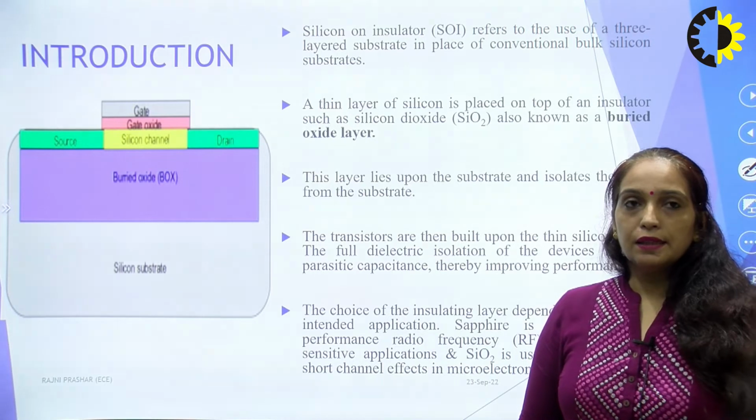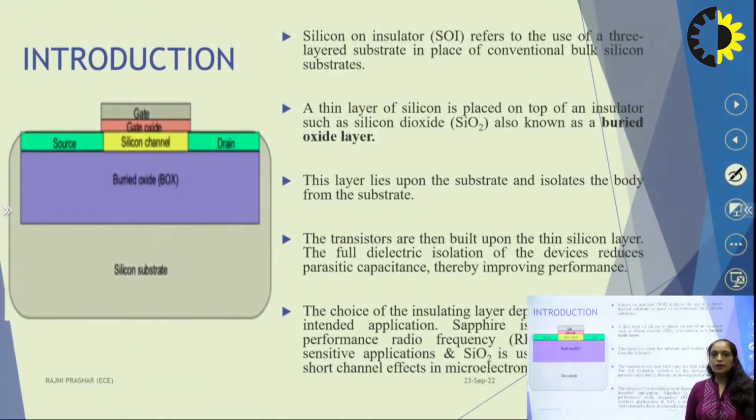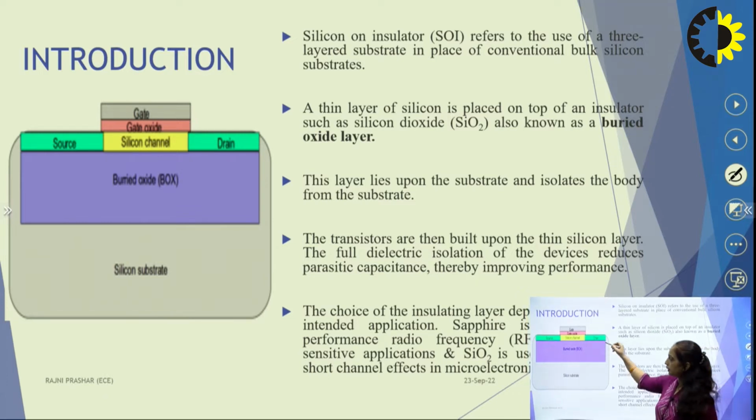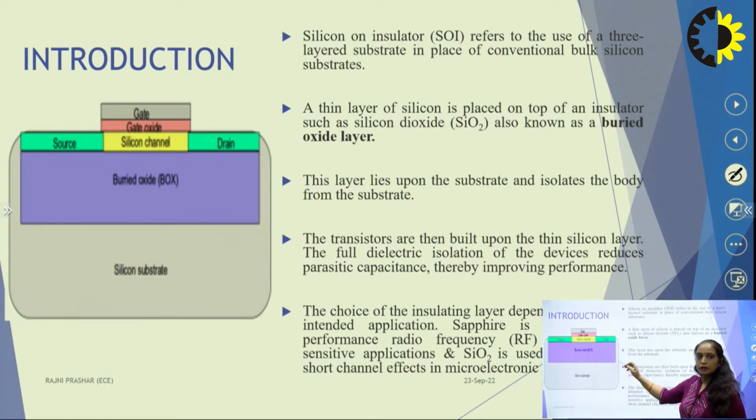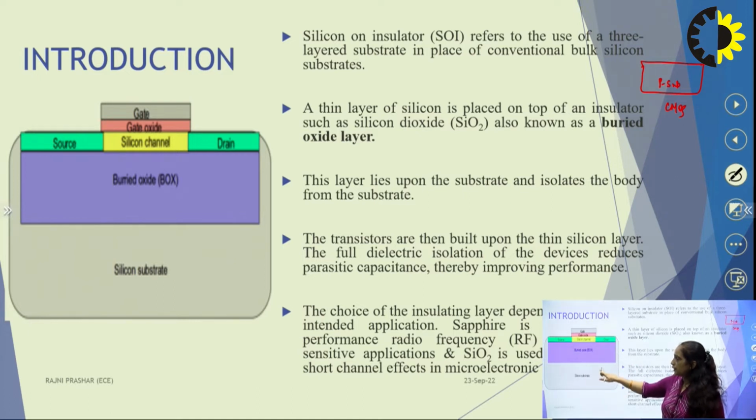So what basically is a silicon on insulator? Silicon on insulator uses a 3-layered substrate, in place of conventional bulk silicon. Instead of the simple p-type or n-type substrate used in CMOS technology, we now have a silicon substrate, above that the buried oxide, and over that a silicon layer, and in this silicon layer we are going to fabricate the transistor.